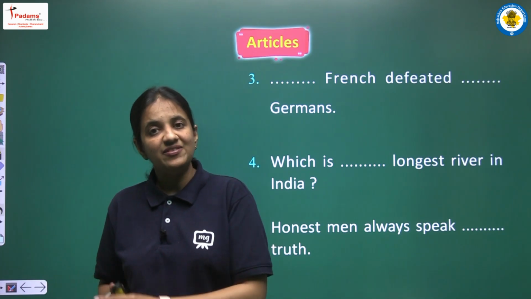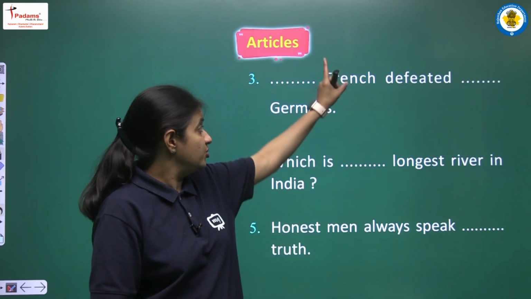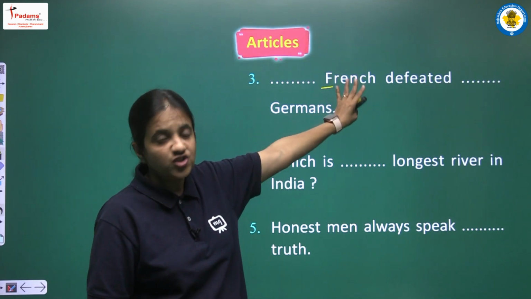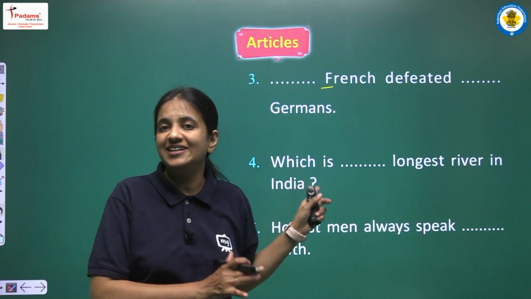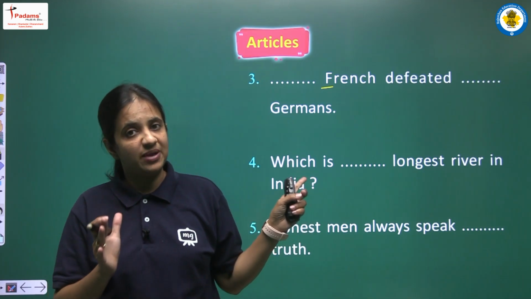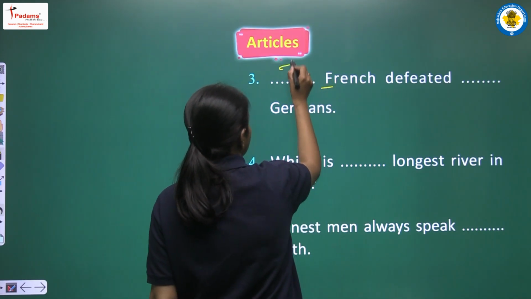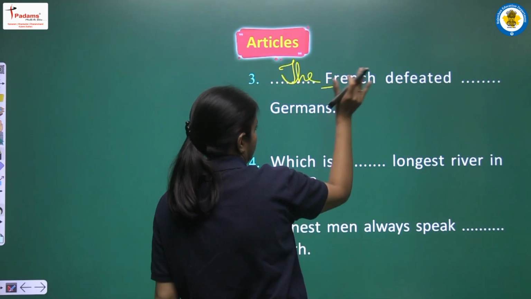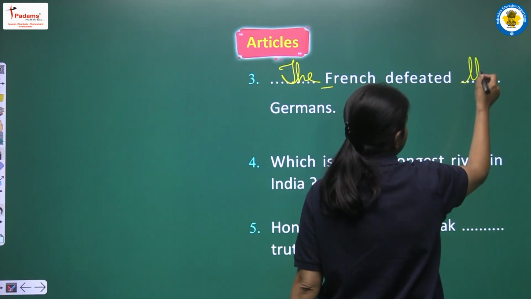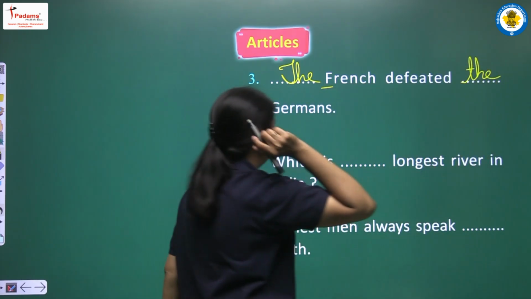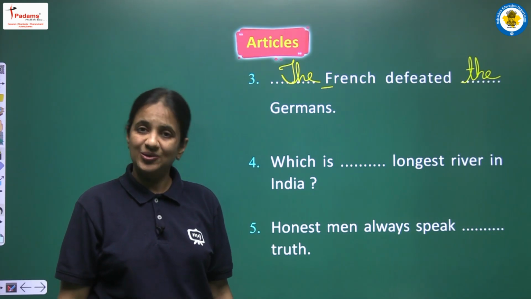So if we are having such words, then before that we have to use the article. So this word, that is French, and this word, that is Germans, both the words are in this category, that is nationality expressing words, and because of this reason before French we have to write the, and because of the same reason before Germans also we have to write the article. So it will be, the French defeated the Germans. Okay.